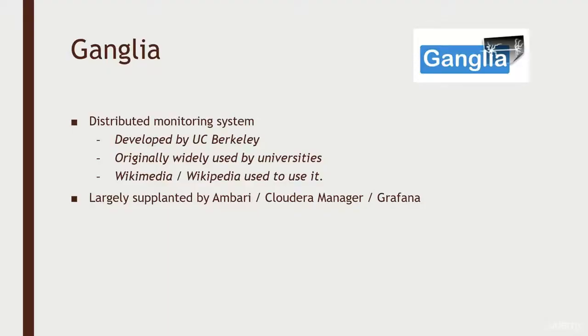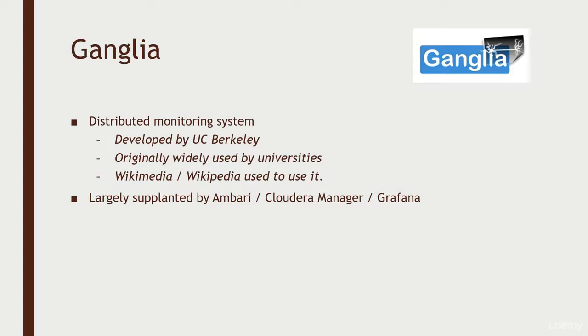One of these older systems is called Ganglia, and that's an old monitoring system for Hadoop that was originally developed by UC Berkeley. It got some pretty good adoption within the university scene, and at one point Wikimedia and Wikipedia were using it as well. In fact, it's still running on Wikimedia. But today it's largely supplanted by things like Ambari or Cloudera Manager, and there's also something very pretty called Grafana that you can run on top of Ambari metrics to have very pretty dashboards of your operations of your cluster.